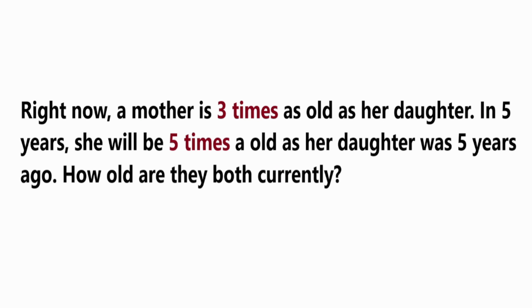Today the problem I brought goes as the following. So right now a mother is 3 times as old as her daughter. In 5 years the mother will be 5 times as old as her daughter was 5 years ago. And what we want to find out is how old are both of the women currently, both of the girls. So let's solve this problem.